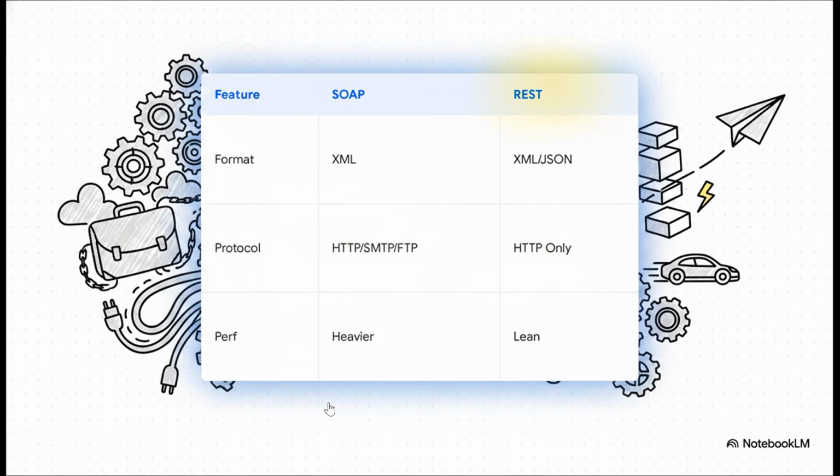Here's a quick comparison. SOAP is a strict XML-based protocol invoking remote procedure calls operating over various transfer protocols, but its performance is heavier. REST, on the other hand, is an architectural style calling services via URL paths restricted to HTTP, but offering much better performance with lean code, often using JSON. If you need speed and simplicity, you go REST. If you need strict, robust, multi-protocol enterprise messaging, you're probably going to lean towards SOAP.